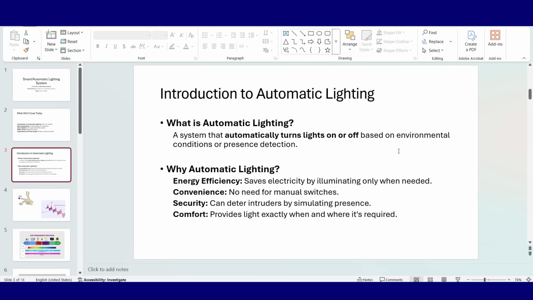Comfort. It provides light exactly when and where it is required. When you're there, the lights are turned on. When you're not there, lights are turned off, with comfort.